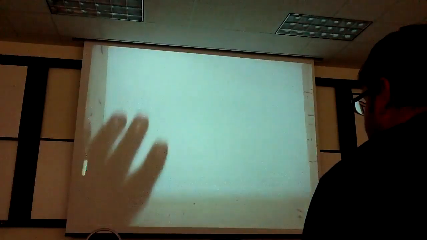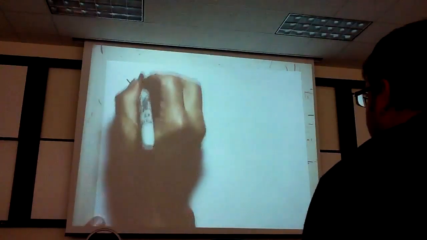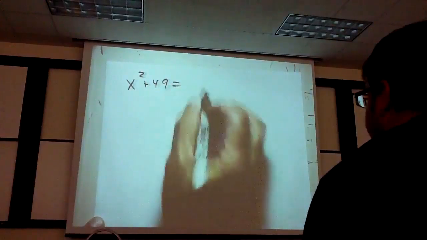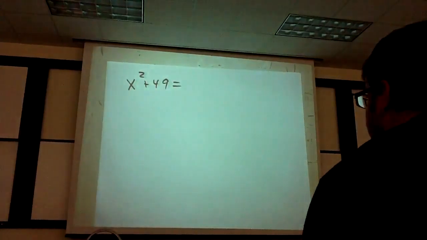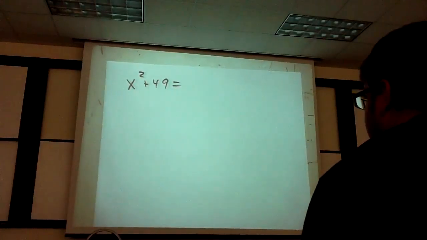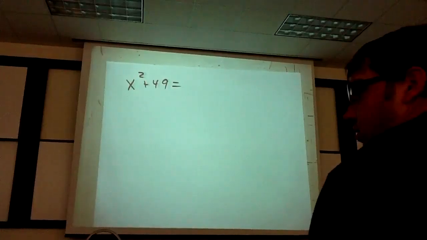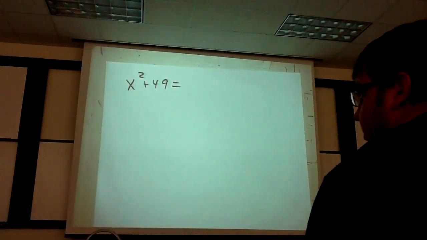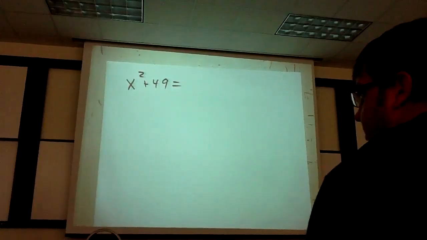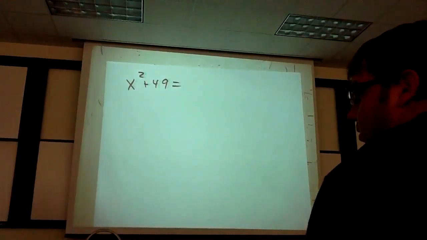All righty then. Let's go here and ask some questions. All right, first of all, is that the difference of two squares? Yes. Who dared to say no? Why is it not the difference of two squares? It's not a difference.